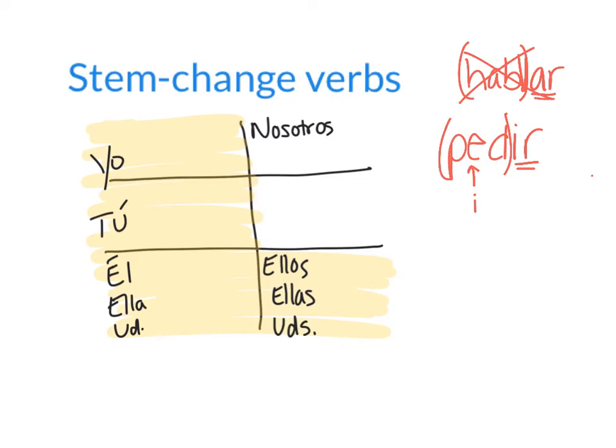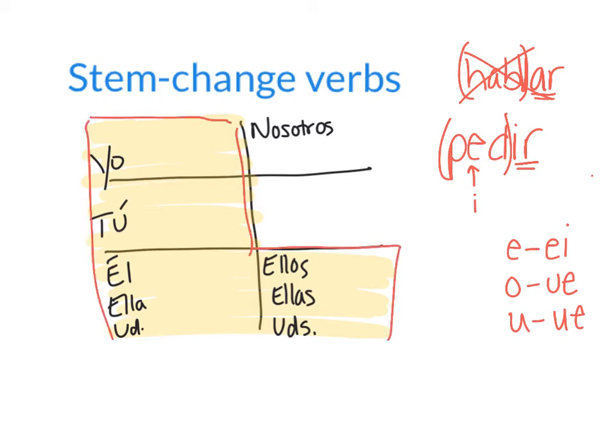You have verbs that change from E to I, like pedir, some that go from E to IE, and others that go from O to UE. We also have the verb jugar, which is the only one that goes from U to UE. That change happens inside this boot, so sometimes you'll hear them called boot verbs, or in all forms except nosotros.